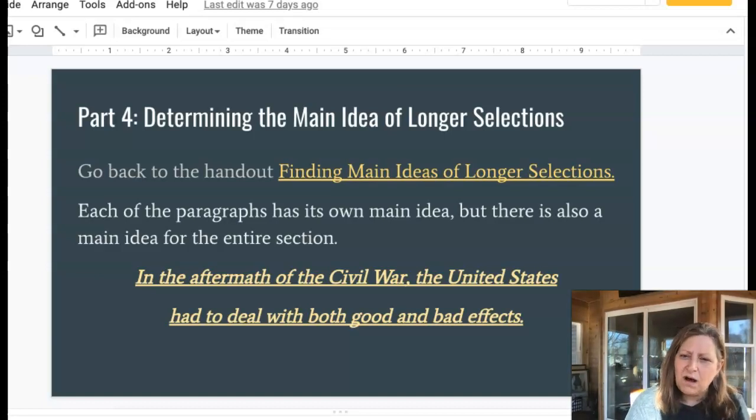And so all of the paragraphs should answer that question. What were some good effects? What were some bad effects of the Civil War and on the United States?